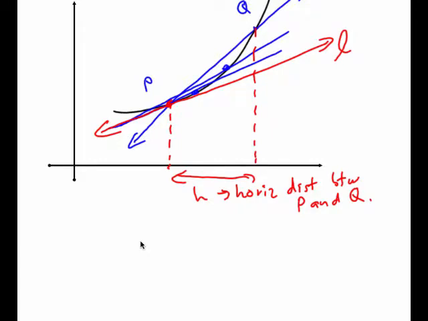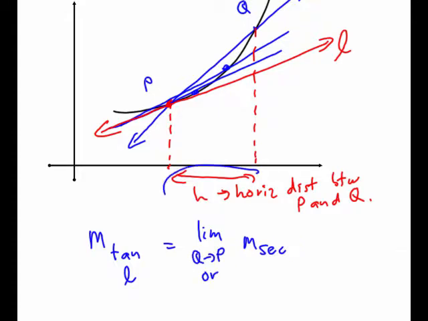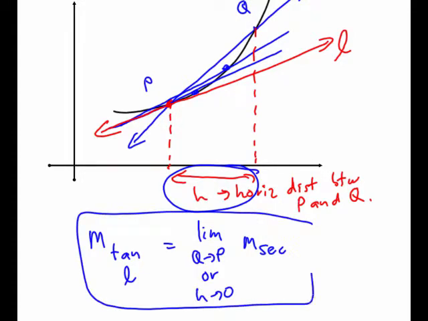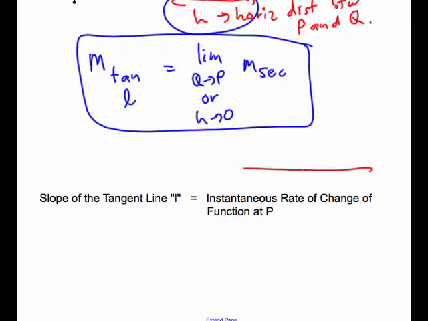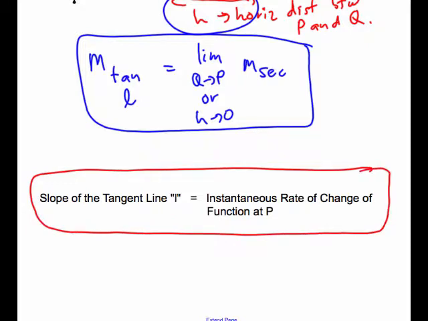And I can symbolically say my definition of a tangent from above by saying that the slope of the tangent L is equal to the slope of the secant if Q approaches P, which is a limit. So the limit as Q approaches P, or another way to say that, horizontal distance H approaches 0. And whereas the slope of the secant line was the average rate of change, the slope of the tangent line is the instantaneous rate of change, the rate at that one moment in time.